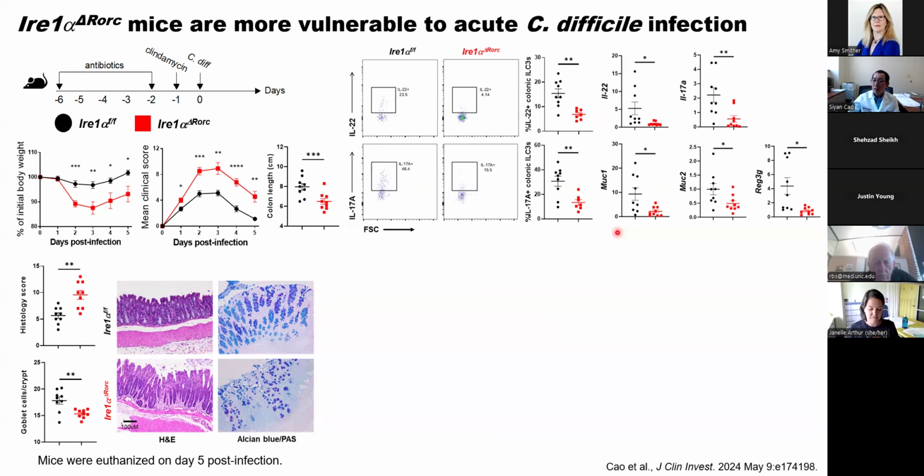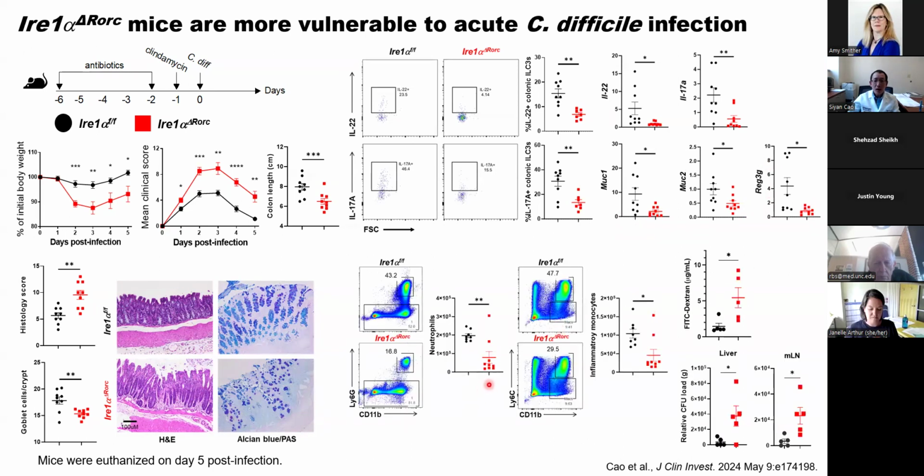And the knockout mice also had reduced expression of mucins as well as antimicrobial peptide, or RegIIIg. The knockout mice had impaired recruitment of both neutrophils and inflammatory monocytes to the colon upon infection, which requires ILC3-derived cytokines such as IL-22. And the knockout mice had impaired epithelial barrier function, as shown by the FITC-dextran permeability assays. And the knockout mice had increased translocation of the bacteria to the liver and mesenteric lymph nodes.